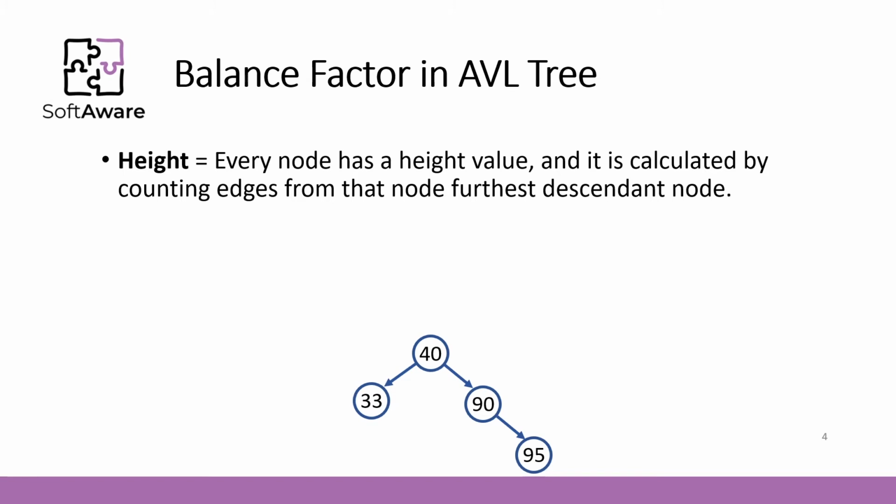As you see, key 95 has 0 height since it doesn't have any other node that it is pointing at. Same as key 33, which also has the height of 0. Node with key value of 90 has height of 1 because it has one node that is connected, which is 95. Node 40 has height of 2 because its furthest descendant node is 95, and from 40 to 95 there are two edges that are connected.